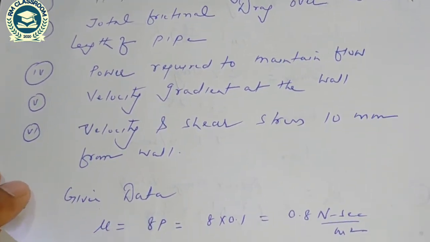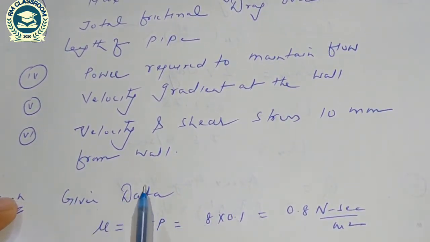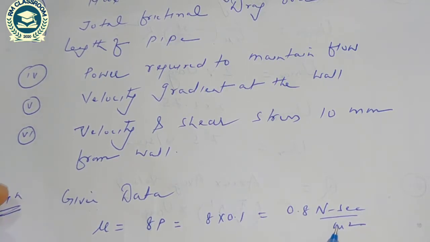The given data is: coefficient of dynamic viscosity is given as 8 poise. We know that the poise is the unit of dynamic viscosity, and 1 poise is 0.1 Newton second per meter square. So I have converted poise into Newton second per meter square or Pascal second.